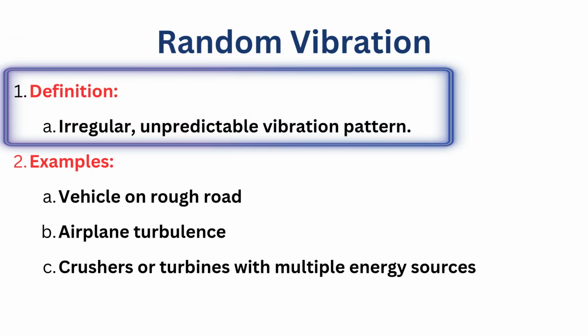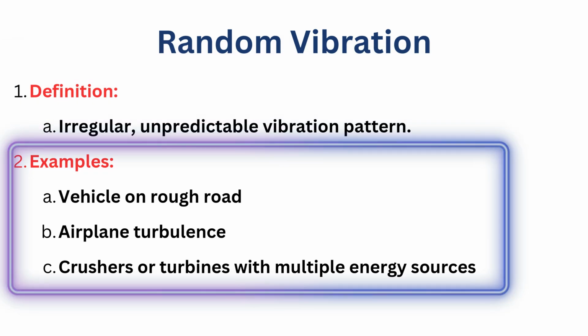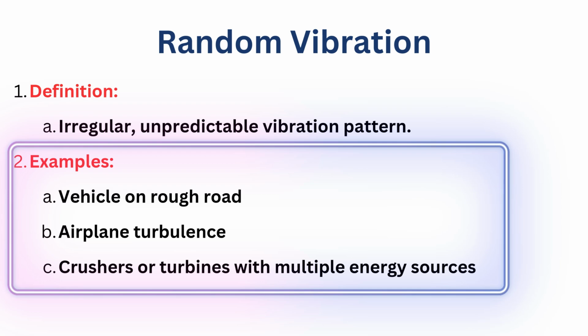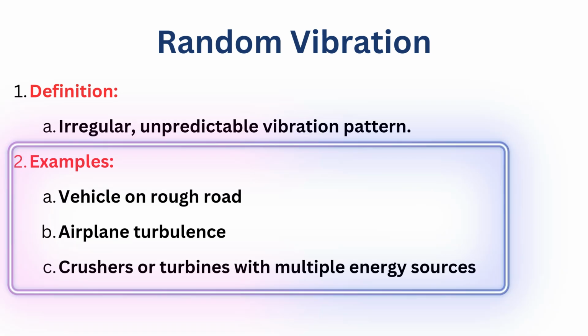It's caused by multiple forces acting together at irregular intervals, so you can't predict the next moment exactly. It's just like the turbulence you feel in a plane, or the vibration in a running vehicle. You are going through a car, and sometimes the road is okay, sometimes the road is bumpy. So you don't have any particular pattern or frequency for this, right?